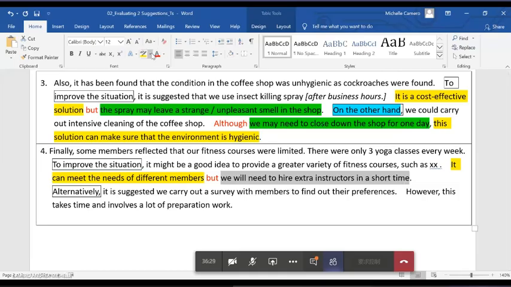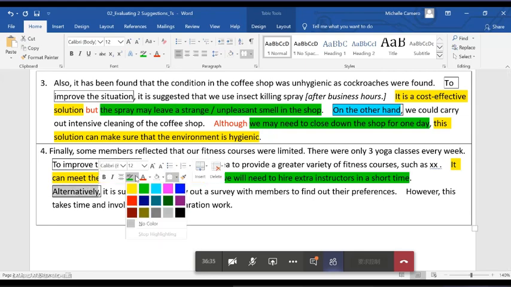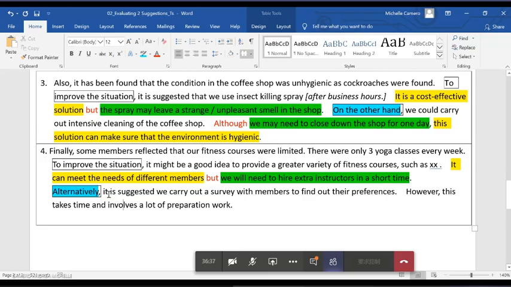That's the disadvantage. All right, then it says alternatively. So you know we're talking about solution 2 now. So you need to use the word alternatively. It is suggested that we carry out a survey with members. All right, so that's solution 2. It is suggested that we carry out a survey with members to find out their preferences.